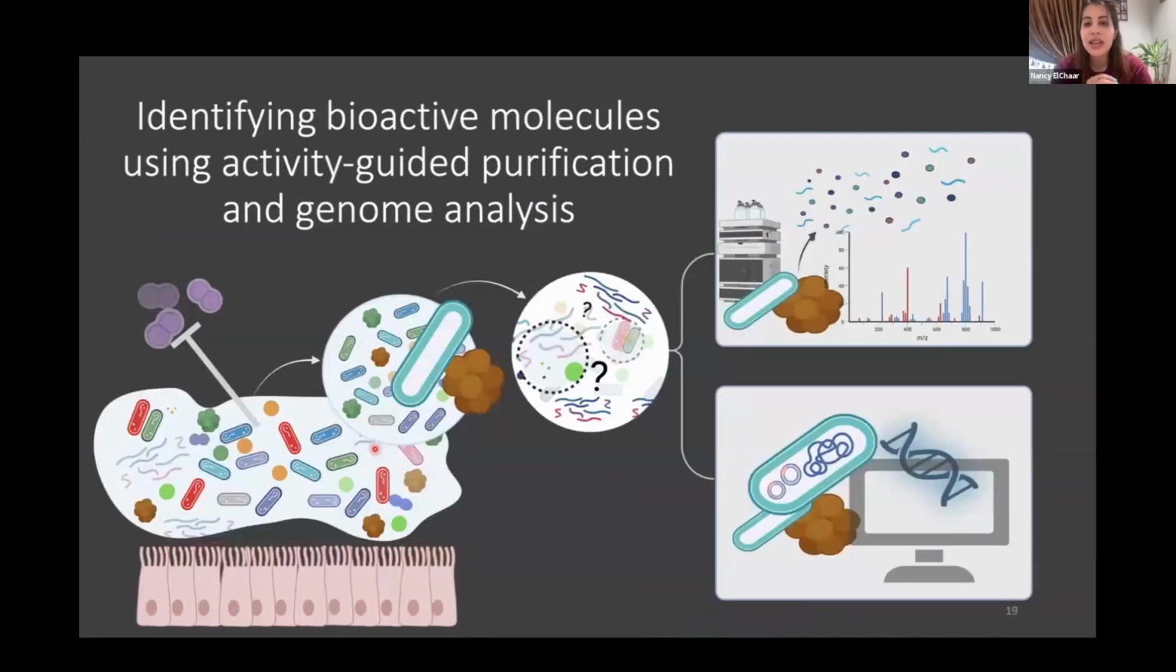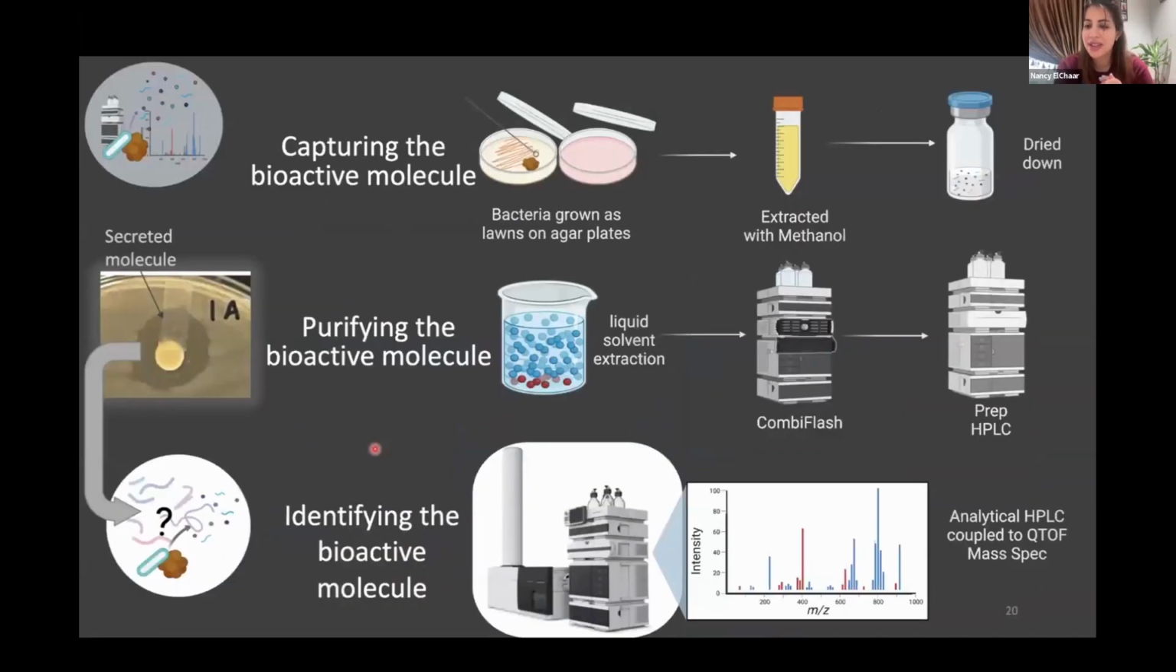So to identify the bioactive molecules that are causing this inhibition, I'm using 2 approaches: activity-guided purification and computational comparative genomics. And this here is a summary of my method. So I first grow the bacteria, allow it to secrete its compounds into the agar, and to purify these compounds, I use a number of solvents of different polarities, as well as liquid chromatography techniques, which allow me to separate the molecules and then assay them for activity. And then finally, we use mass spec to identify the mystery molecule.